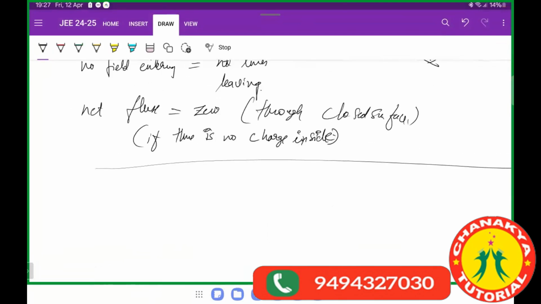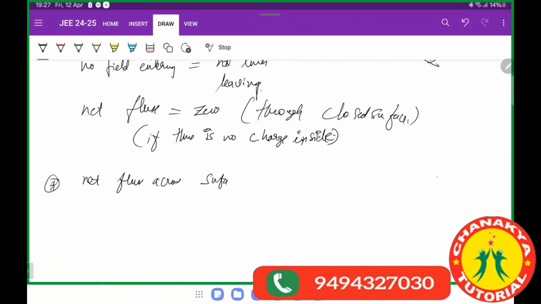Now let's write just the last point for this, then we can go for problems. So net flux, this is the conclusion. Net flux across a surface, suppose this is the surface, with charges minus Q and plus Q. The surface, let's name it A, is 0.